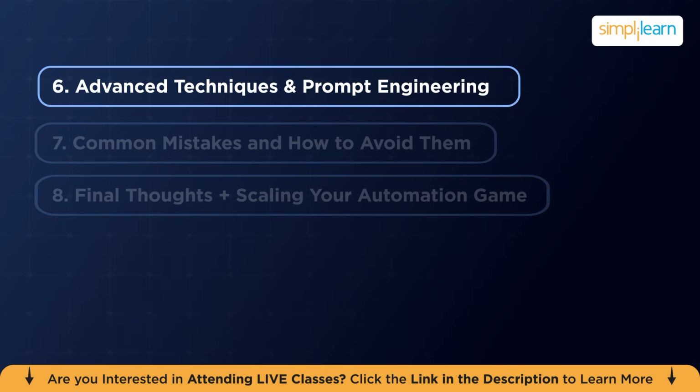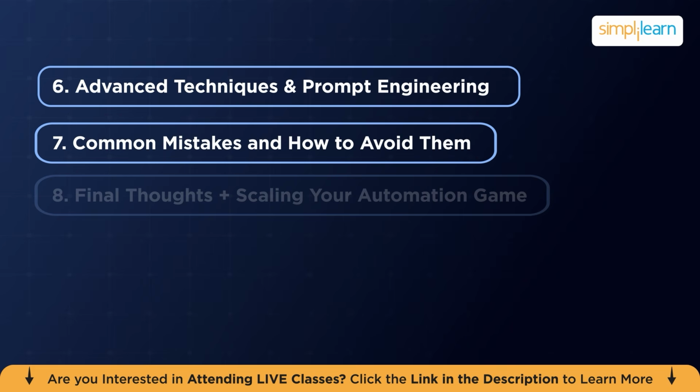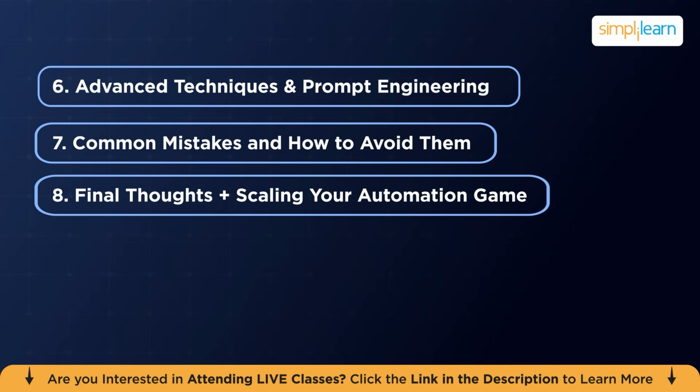Then we are going to understand some of the advanced techniques and prompt engineering, like custom prompts, webhooks, APIs, and AI agents. And then we are going to understand some of the common mistakes and how to avoid them, like misconfigured triggers, bad AI prompts, or not testing the workflows. And finally, we are going to have a very good discussion on scaling your automation game.